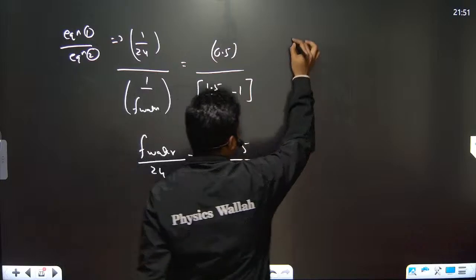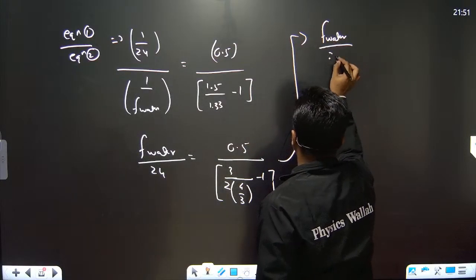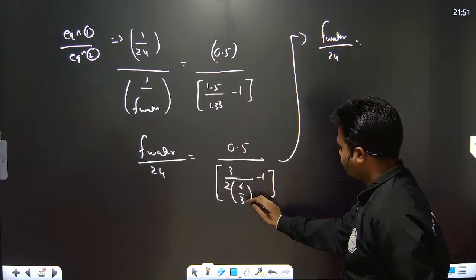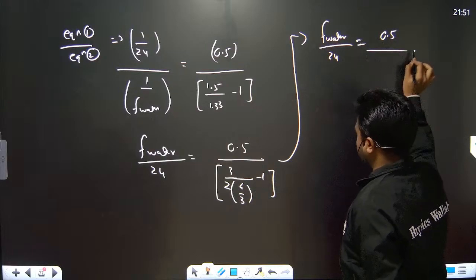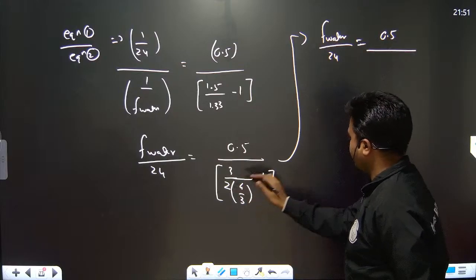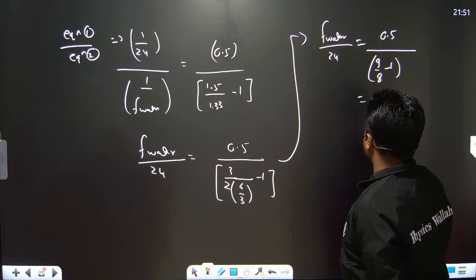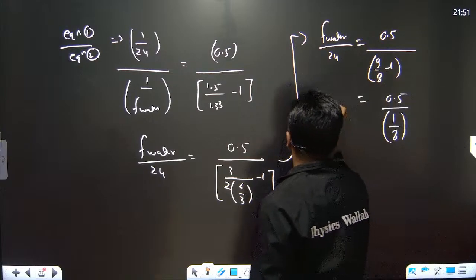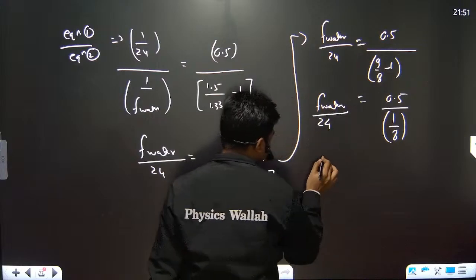So here we are getting focal length in water divided by 24 centimeter equals 3 by 2 into 4 by 3, that is 3 by 3, multiplied by 0.5 divided by 3 into 3, 9. 9 by 8 minus 1, we are getting 1 by 8. So 0.5 divided by 1 by 8. This is focal length in water divided by 24 centimeter.